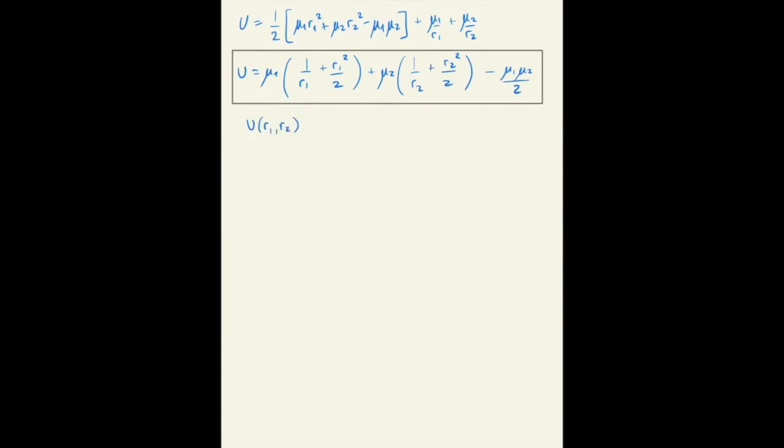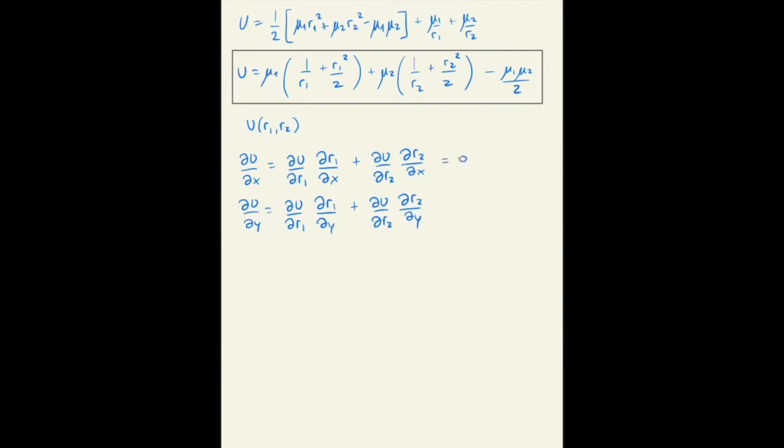Let's group together here the terms containing mu1, the terms containing mu2, and the mixed term. The derivative of u with respect to x is then the derivative of u with respect to r1 times the derivative of r1 with respect to x, plus the derivative of u with respect to r2 times the derivative of r2 with respect to x. Similarly for y. These equations must be equal to 0.